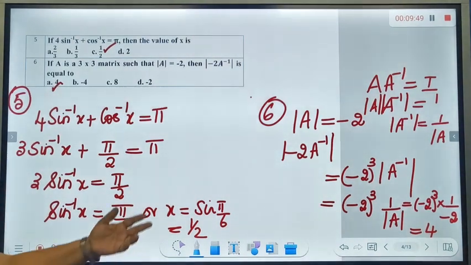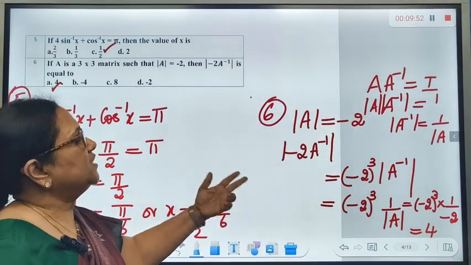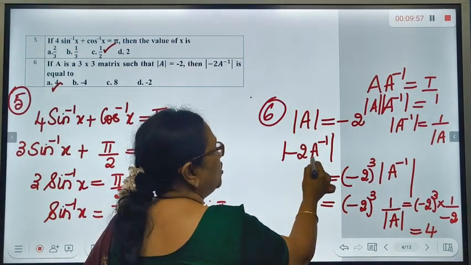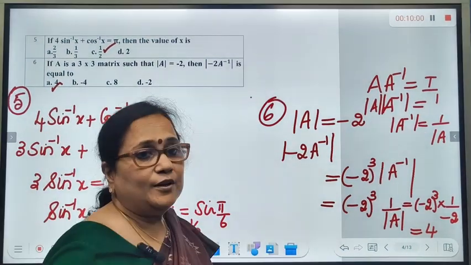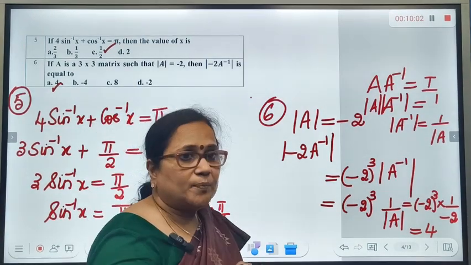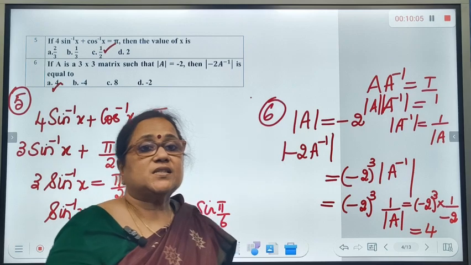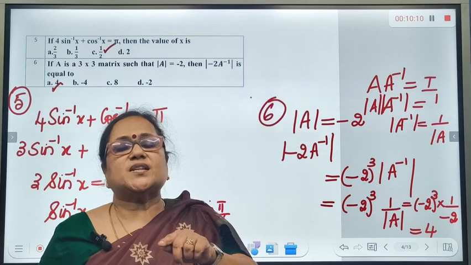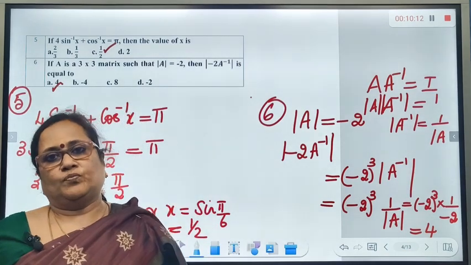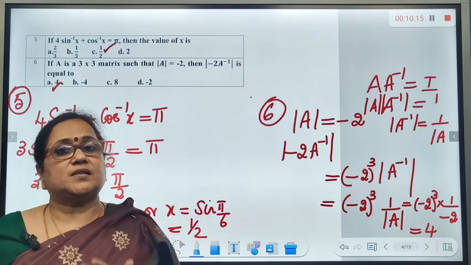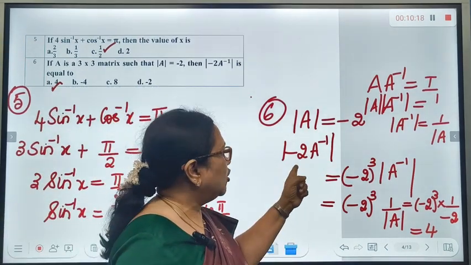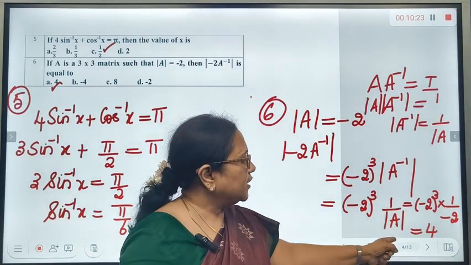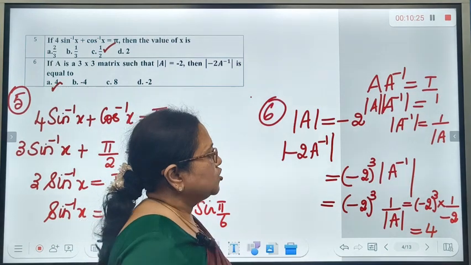Is it clear? So the property that we have used here is determinant of AB is determinant of A into determinant of B. And when you look at the matrix minus 2A inverse and you look at the determinant value, you are going to remove minus 2 from each row, because in a matrix you multiply every element by a scalar. But in a determinant, if one row has a scalar, it can be removed from that row. So that is the difference between matrices and determinants. So from each row you can take out minus 2. So minus 2 cube into determinant of A inverse, which is 1 by determinant of A, which is 1 by minus 2, which gives 4.